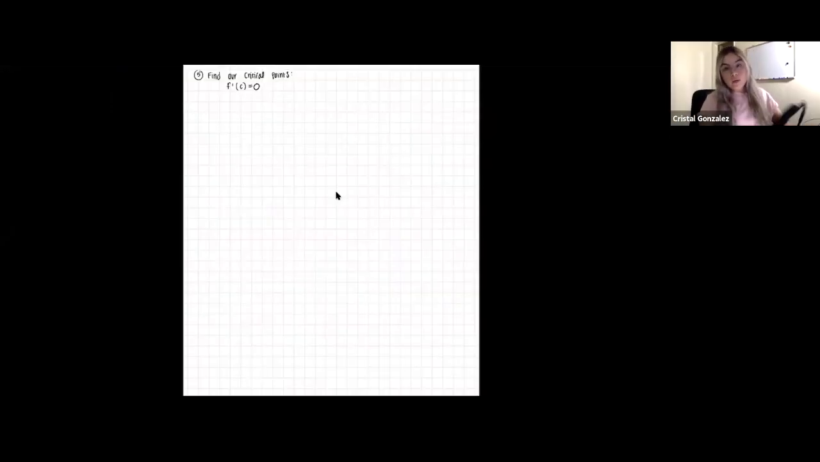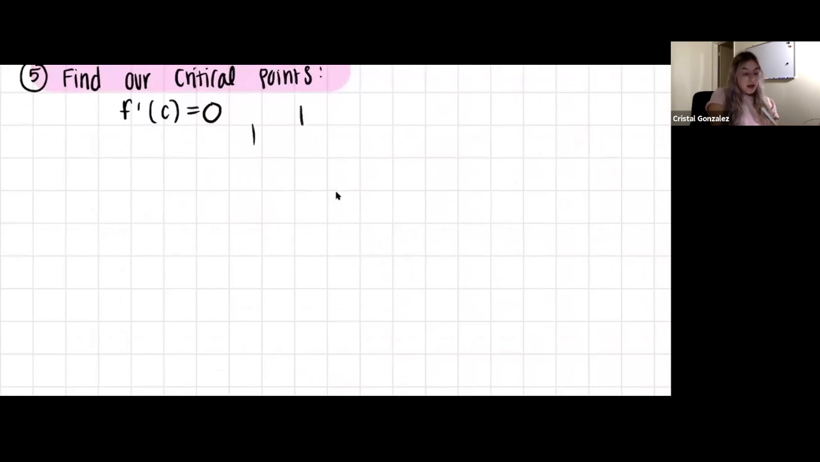Now, the fifth way that we can do it is we can find our critical points. And recall that previously we said that we can find our critical points one way by taking our derivative and setting it equal to 0, and the values that satisfy that are our critical points. So the first way we do it is by taking a derivative and setting it equal to 0. Another way a critical point can come up is by finding where the derivative does not exist. So it also happens where f prime of c does not exist.